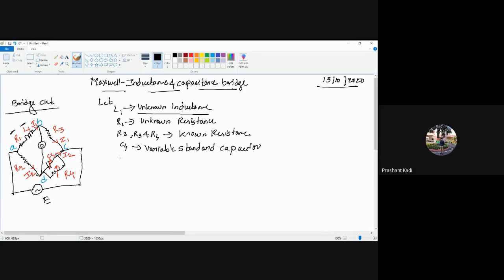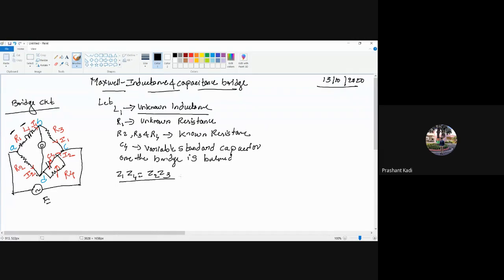Once the bridge is balanced, what is the condition? The product of opposite pair impedances Z1, Z4 equals the product of the other pair, Z2, Z3. Z1 Z4 equals Z2 Z3. This is the equation, remember. It is applicable for all the AC bridges.